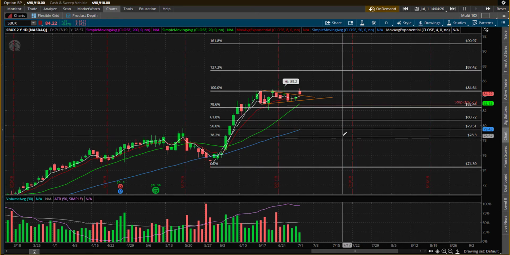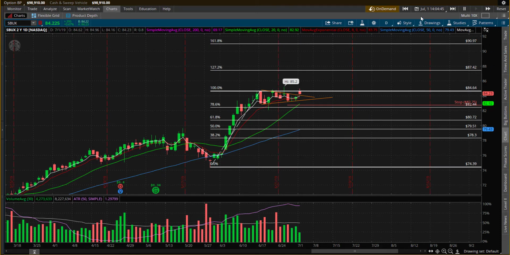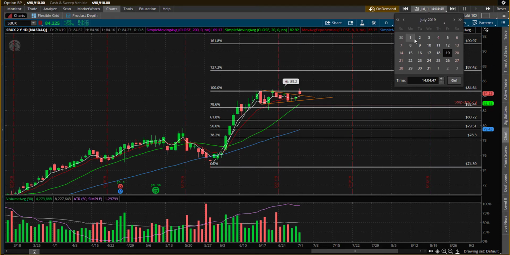And so on this breakout, we'd want to get out at the 1.272 extension. And that's where I would sell half, so we have 2, so we sell 1, and then you let the rest ride until it closes below the 8 EMA. And a good thing about the Thinkorswim platform, we could go ahead in time. And if today's the 1st, let's see where we are at the end of the week. We'll go to the open.